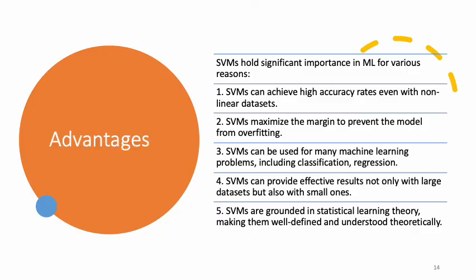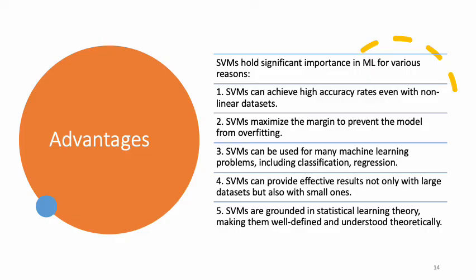Support vector machines hold significant importance in machine learning and are considered valuable tools for various reasons. The first, SVMs can achieve high accuracy rates even with nonlinear datasets. This is made possible by kernel tricks, which map nonlinear data to a higher dimensional space, allowing for linear separation.